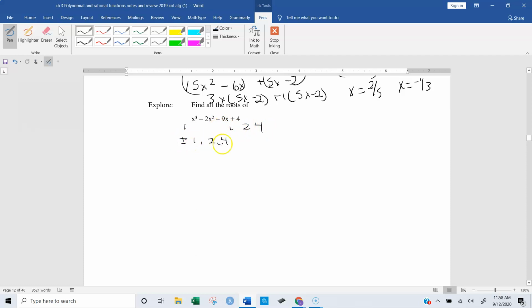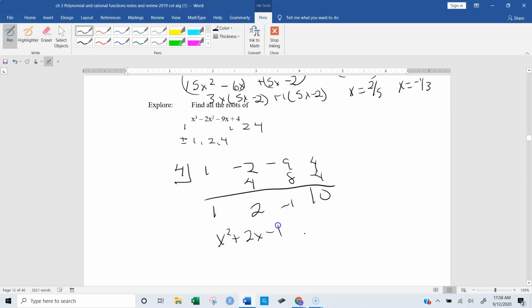And when you did that, you could have found a different ones that worked. The one that I found was 4. So we're going to plug in the 4, 1, negative 2, negative 9, 4. Make sure we've done our work right. 1, 4, 2, 8, negative 1, negative 4, remainder 0. So now we have x squared plus 2x minus 1.